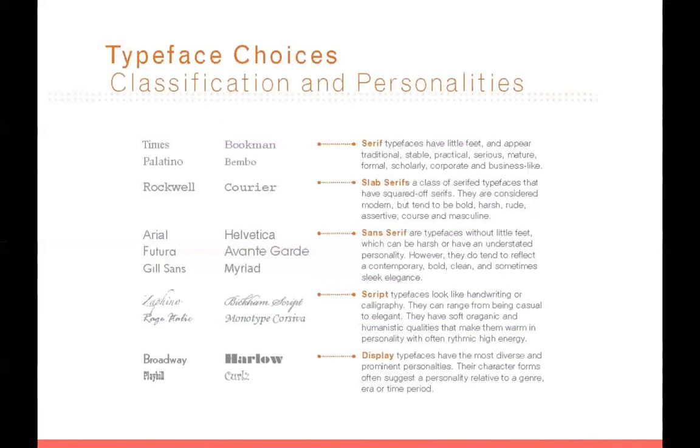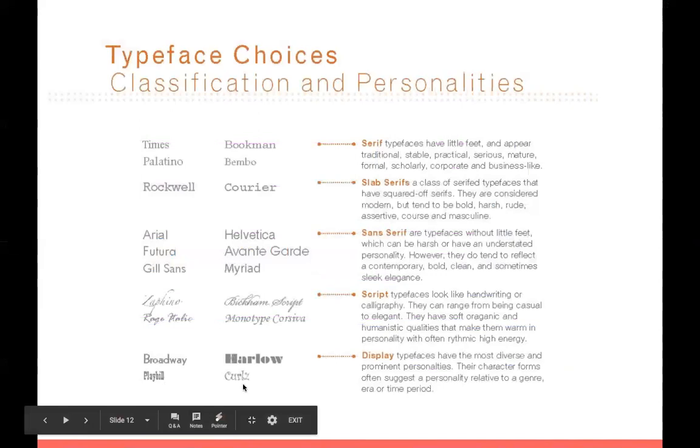Then you have your display fonts. So those typefaces have the most diverse and prominent personalities. I think that saying that they have a personality is probably the best way to describe a display font. Their character forms often suggest a personality relative to a genre, era, or time period. So we have Broadway, Harlow, Playbill, and Curls as examples there.